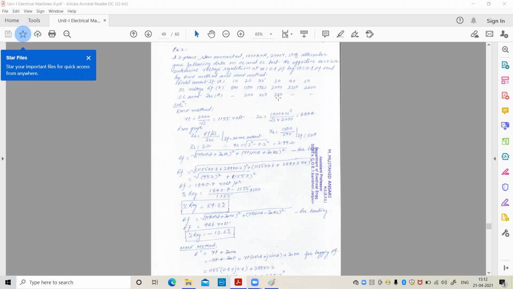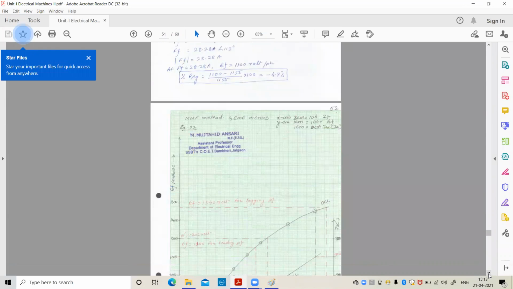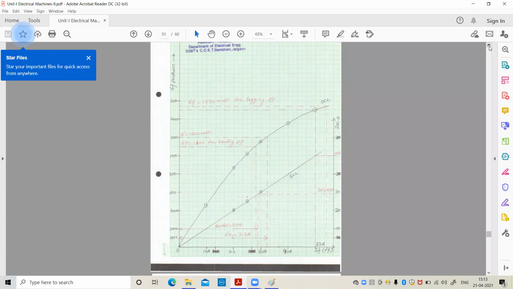So first of all, we will try to calculate the voltage regulation by EMF method. First we will draw the graph for open circuit test and short circuit test. So this is the graph. This graph is for open circuit and short circuit on the given data.